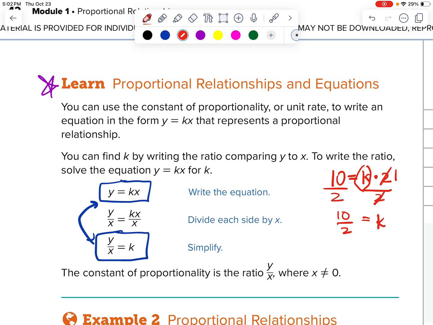Now, instead of using 10 and 2, let's use our y and our x. So I still want to solve for k. Notice that we're dividing by x. This x just represents a number. So if I divide by x on both sides, that will cancel out and become a 1. And so now I have k equals y over x. So that is how these two are related. They are equivalent equations. They are the same equation, just written in two different forms.